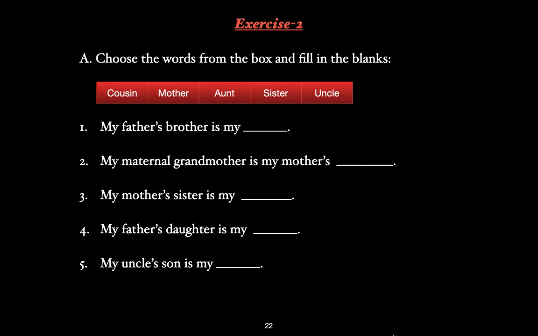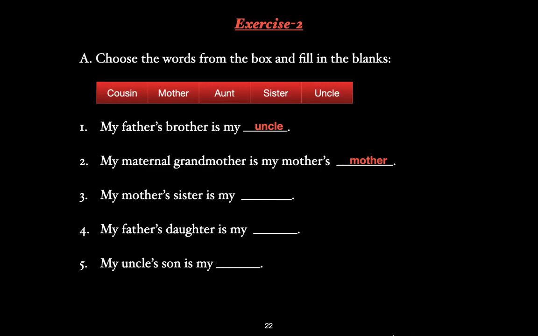Alright, let's start with the first sentence. My father's brother is my... What would be the answer, children? Yes, my father's brother is my uncle. Good. Next, my maternal grandmother is my mother's mother. Good. My maternal grandmother is my mother's mother.